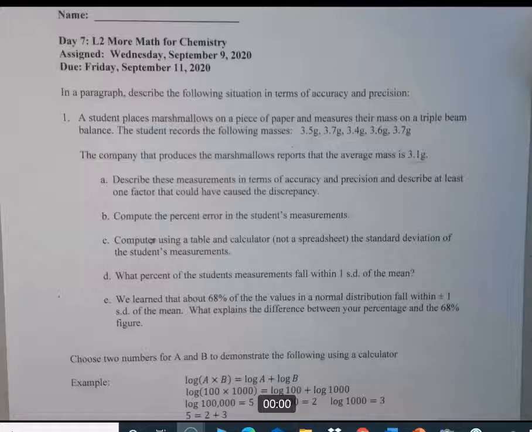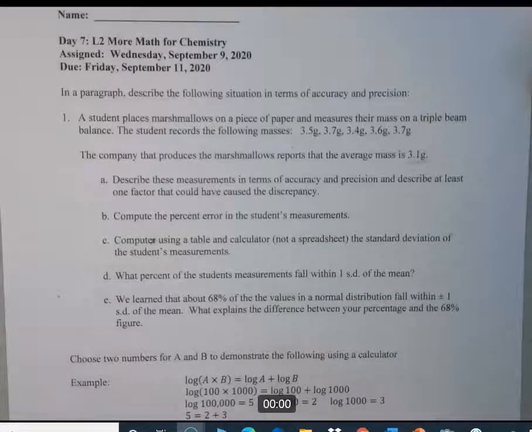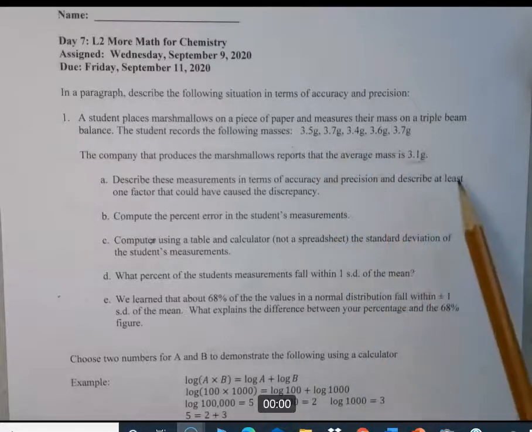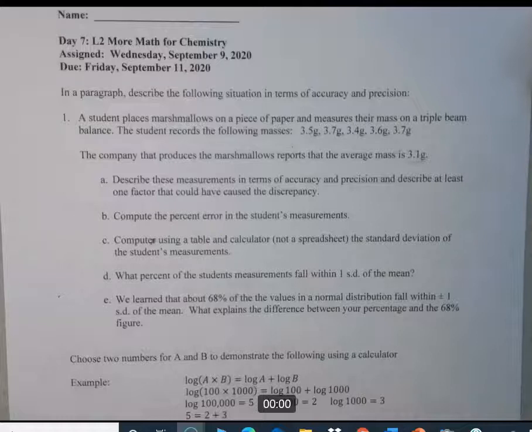Compute the standard deviation. And then what percent of the student's measurements fall within 1 standard deviation? That should be plus or minus 1 standard deviation. So you take whatever your mean is, you add 1 standard deviation to that number, you subtract 1 standard deviation from that number, that gives you a range. And you want to find out what percentage of these 5 values fall within plus or minus. For a normal distribution, it's 68%. But you don't really have enough values for it to be 68%. I mean, it's either going to be 20, 40, 60, 80, or 100 when you have only 5 values. So just see what it turns out to be.